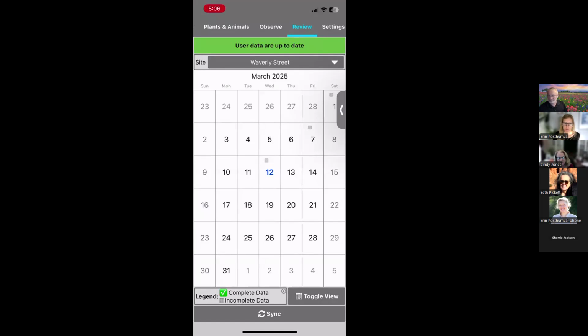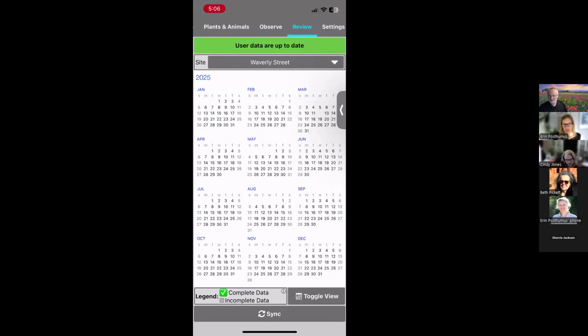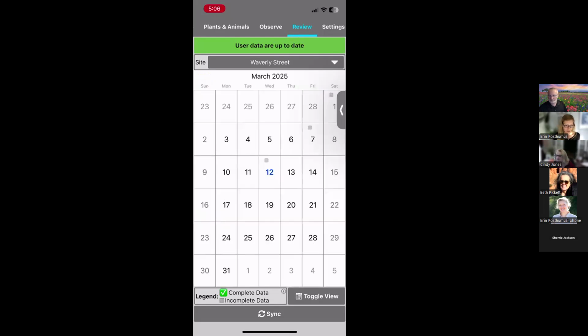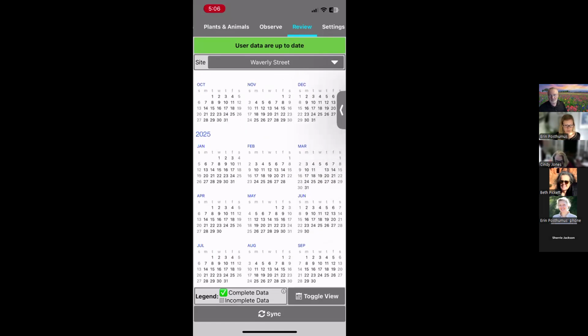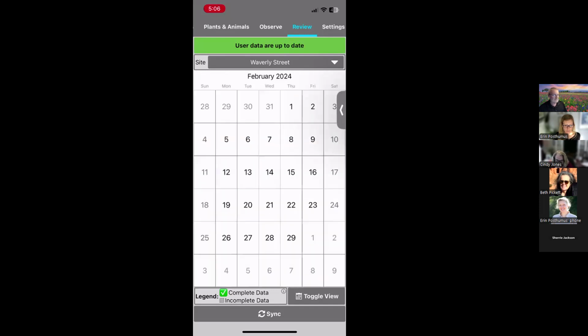So we're back on the review screen here where we can see our calendar with the dates where we have observed. And so this toggle view basically just changes between the month and the year. So that's the main function of that, I guess. So you can go back in time. You could go back a long time ago and zoom back in to a different month.